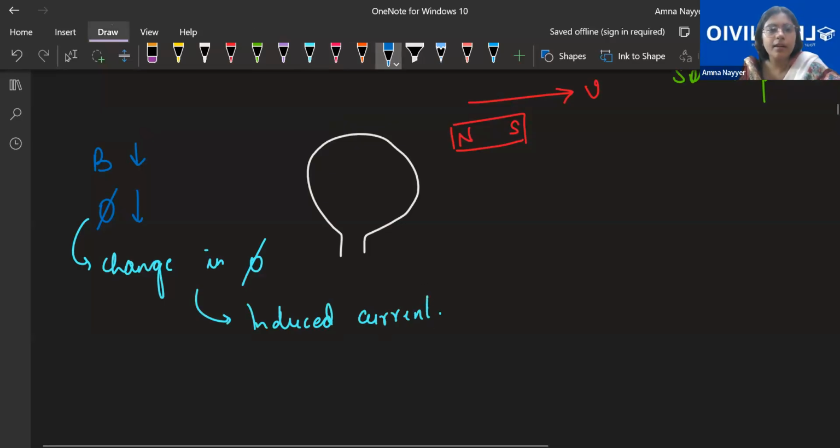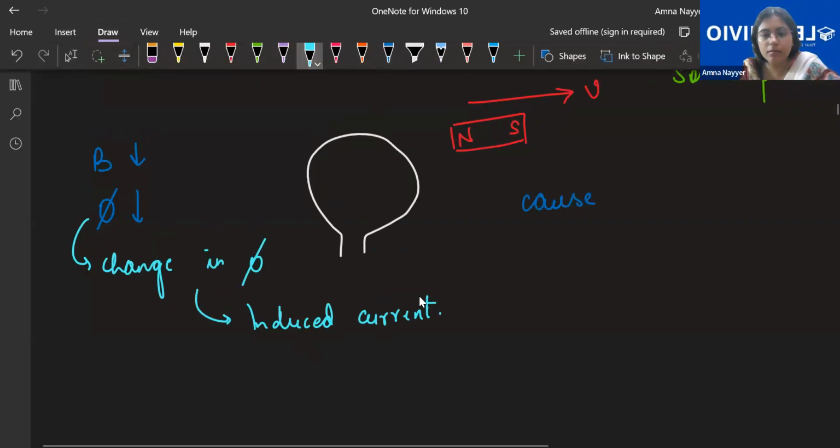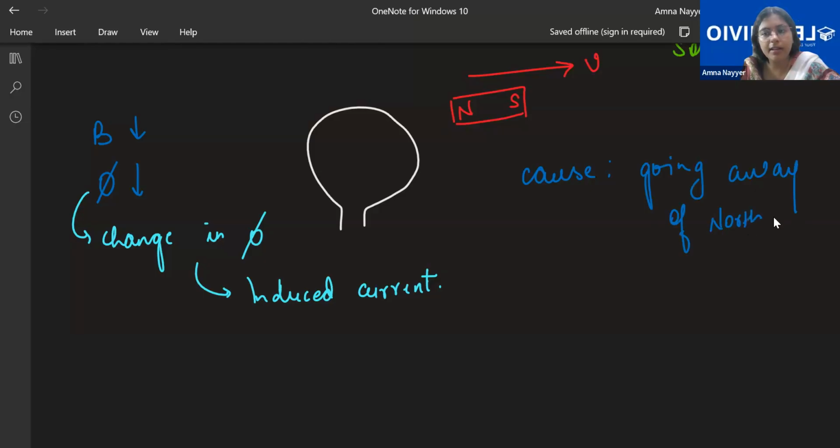Now, see, what was the cause of all this induced current? The magnet moving away. Yes, the going away of the North Pole created everything. If this wasn't going away, the magnetic field wouldn't have changed, the flux wouldn't have decreased. Think of it like a frustrated person who doesn't want any change. So think of it like that.